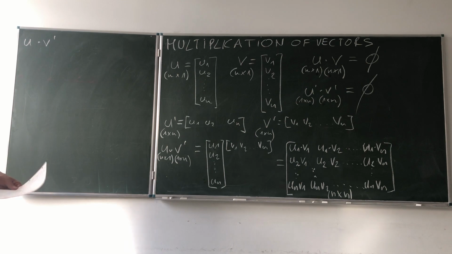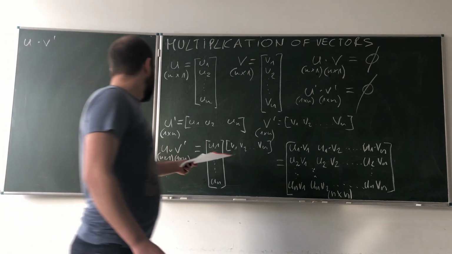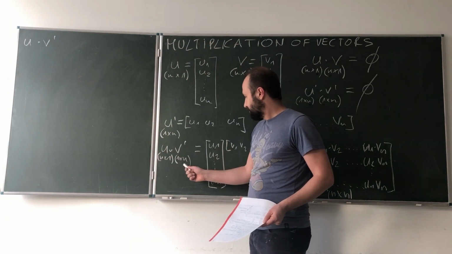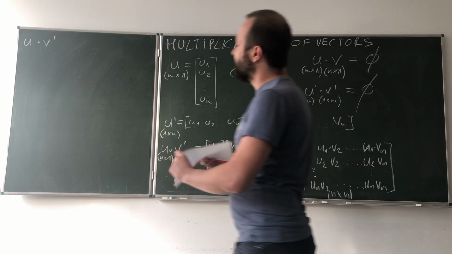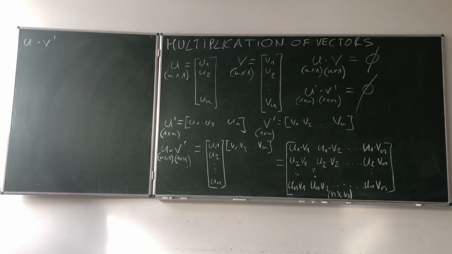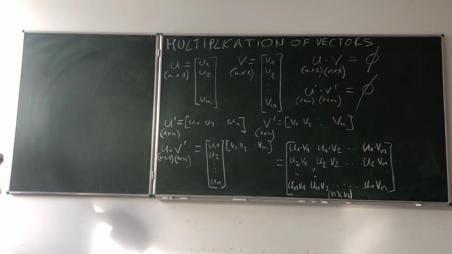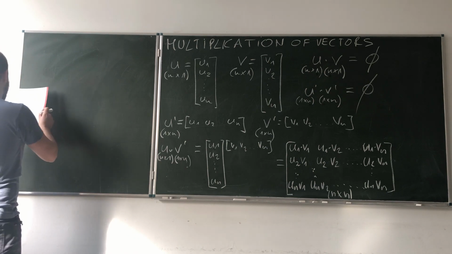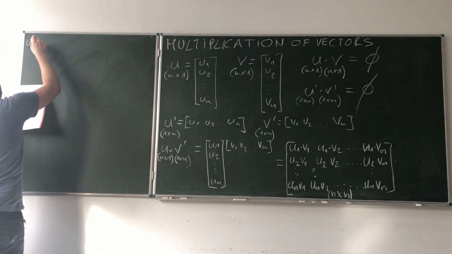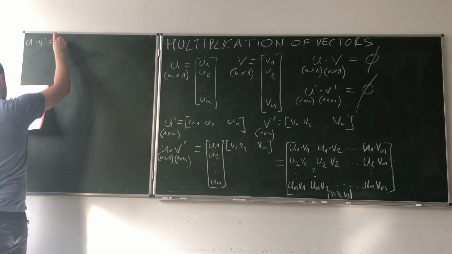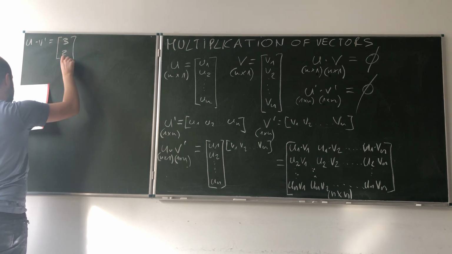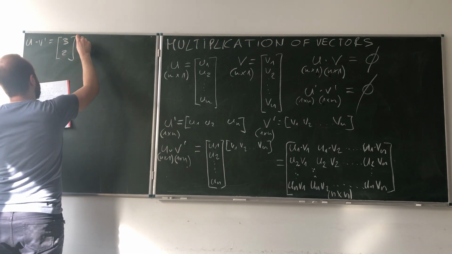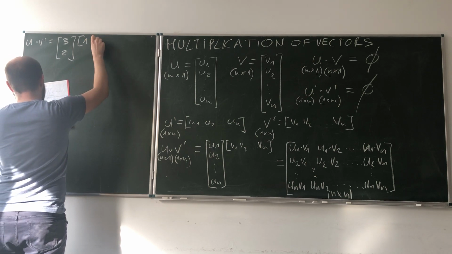Okay, but of course, those two dimensions don't need to be the same. And look, let's see an example of how it's done on numbers, and I think it should explain the entire procedure very well. Okay, so now we've got vector u and vector v prime, and u is 3, 2, and v prime is 1, 4, 5.